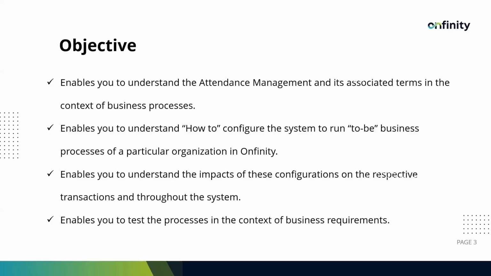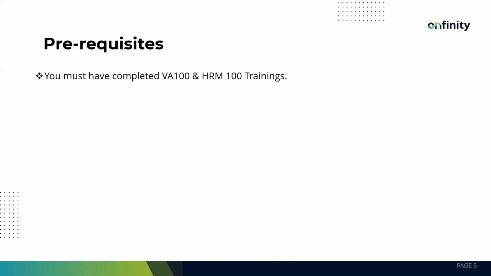The objective of this training is to help you understand attendance management and its associated terms within business processes. This knowledge will enable you to configure the Onfinity system to align with your organization's business processes while analyzing the impact of these configurations on transactions and the overall system. You will also learn how to test these processes in the context of your business requirements. To complete this training, you must first watch the prerequisite videos, the A100 and HRM 100.